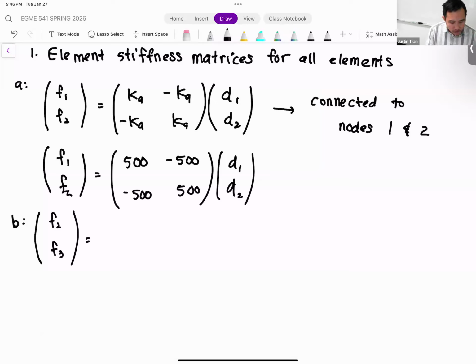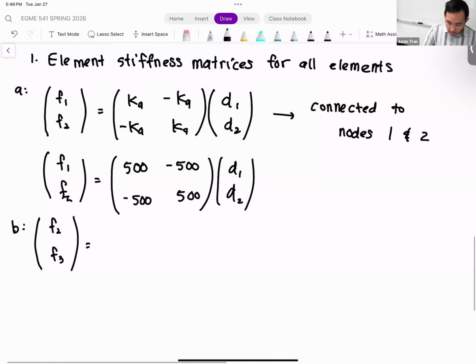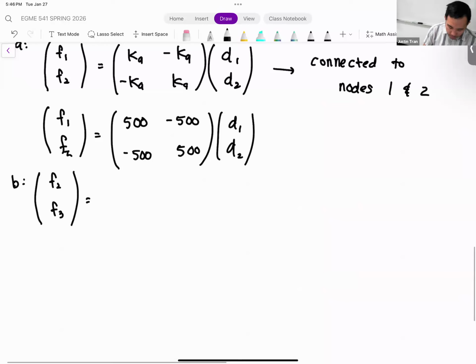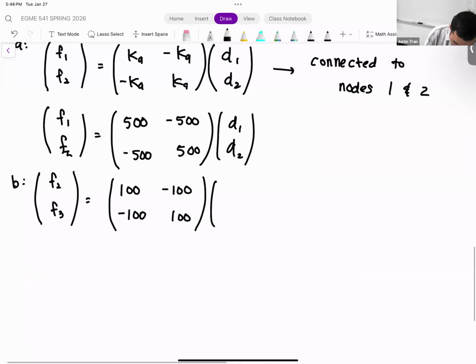Then we have the spring constants for element B. So spring constants for element B, if we look back up here, is 100 newtons per meter. So let's go ahead and fill that in. It's going to be 100, minus 100, minus 100, 100, multiplied by D2, D3. Which again, what we're indicating is that this is connected to nodes 2 and 3.